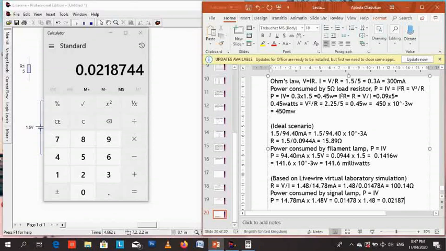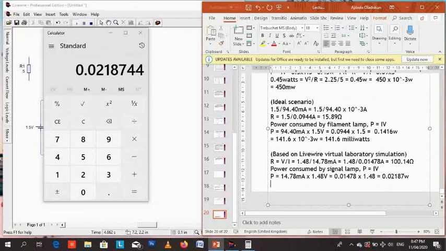If you multiply that, you get 0.02187 watts. I think that should be capital W. As if you move the decimal point to the right 3 times: 1, 2, 3, that's 21.87. So 21.87 times 10 to the power minus 3 watts. I remember I said that 10 to the power minus 3 is milli. So that's 21.87 milliwatts.